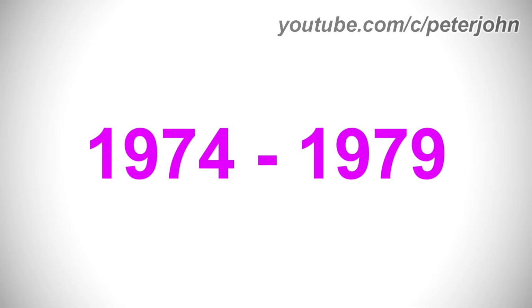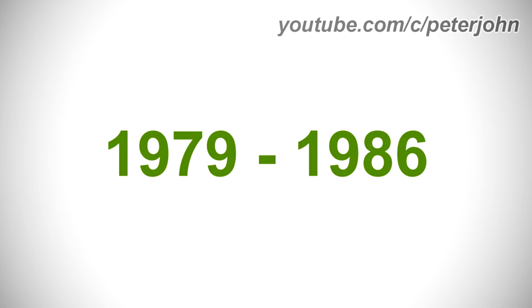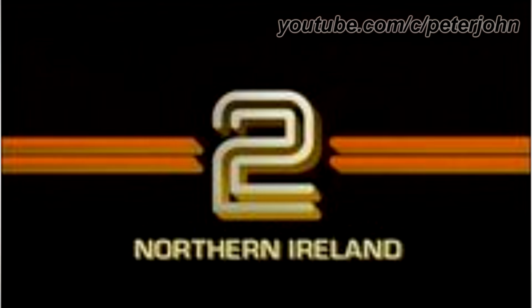1974 to 1979, there is a number 2 made out of some white and blue lines. 1979 to 1986, there are 4 orange lines, and between them there is a silver number 2 on a yellow gradient outline, and under it there are the words Northern and Ireland in white text. Here is a bumper.